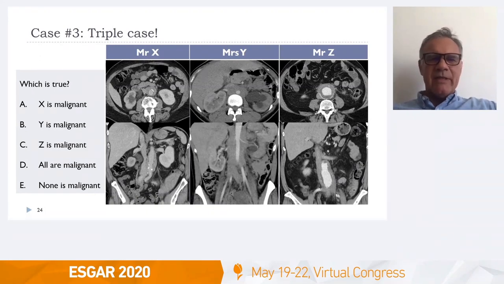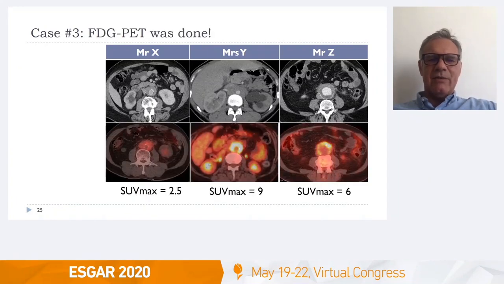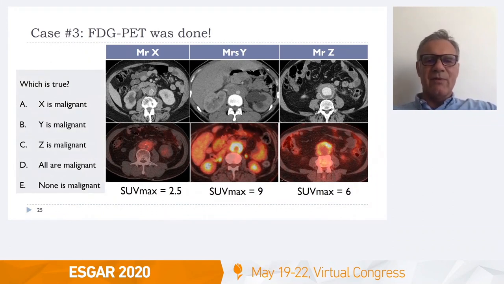Okay, so I think now you're ready. And first, we play our first asset, and let's do FDG PET. Just take a look at the FDG uptake. I've selected some relevant slices, and I indicate at the bottom of the slides the SUV max: 2.5 on the left for patient X, 9 for patient Y, and 6 for patient Z. So here is my question. It's exactly the same question as before. Does it change anything in your opinion?